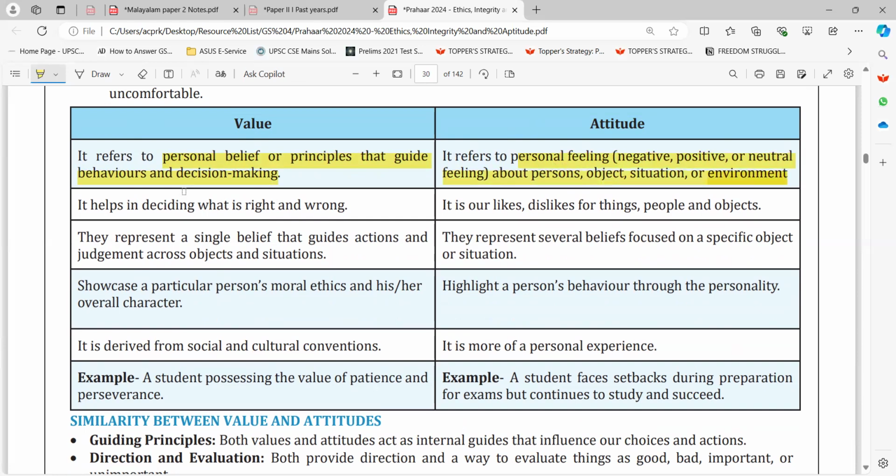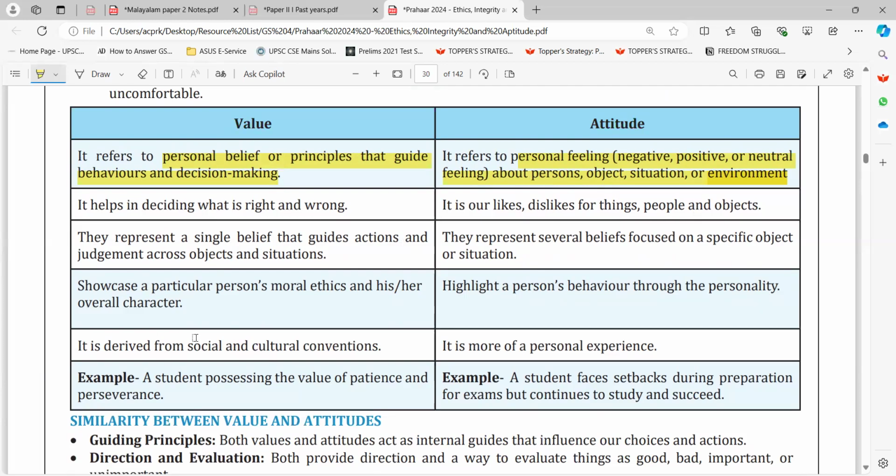Value helps in deciding what is right and wrong. Attitude is our likes and dislikes for things, people, and objects. Value represents a single belief that guides actions and judgment across objects and situations. Attitude represents several beliefs focused on a specific object or situation. Value showcases a particular person's moral ethics and his or her overall character. Attitude highlights a person's behavior through the personality.